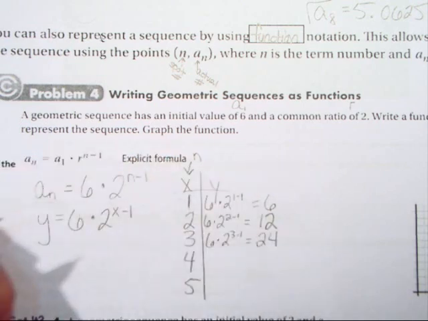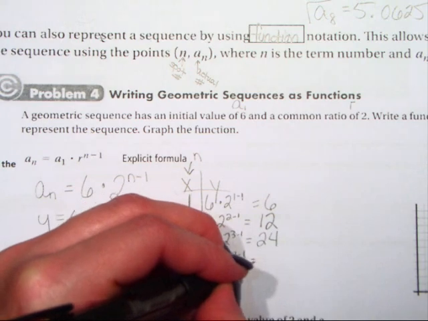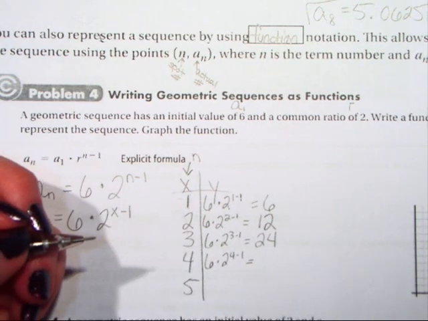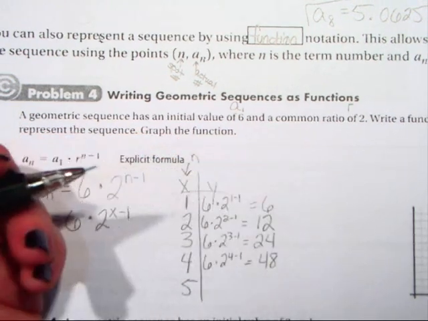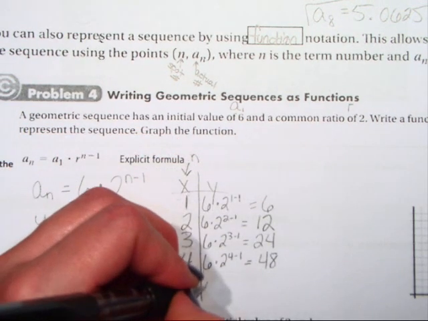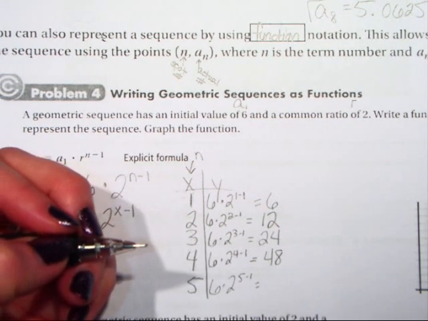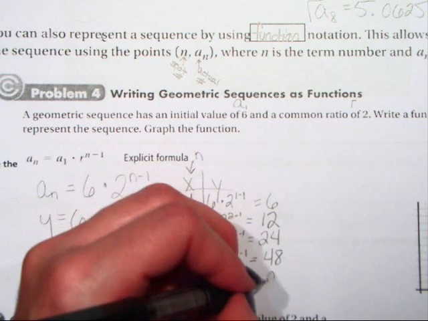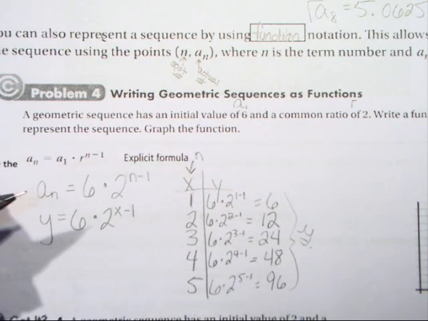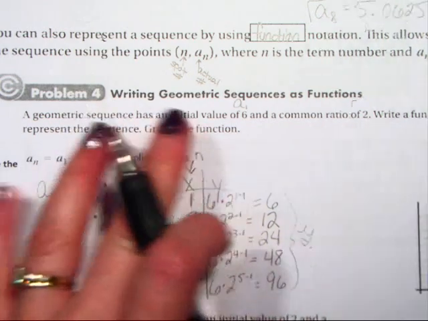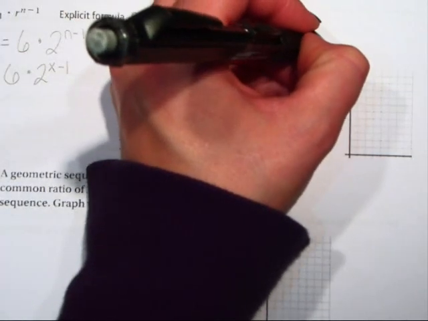Hopefully you're noticing a pattern here, right everybody? 6 times 2 to the 4 minus 1 is really 6 times 2 to the third. That's 6 times 8. That's 48. Do you notice here the geometric sequence happening? And then 6 times 2 to the 5 minus 1 is 6 times 2 to the fourth, which is 6 times 16, or 96. Again, notice the geometric sequence going on. Let's plot these. Let's skip by 1s on our x's, but let's skip by 10s on the y.